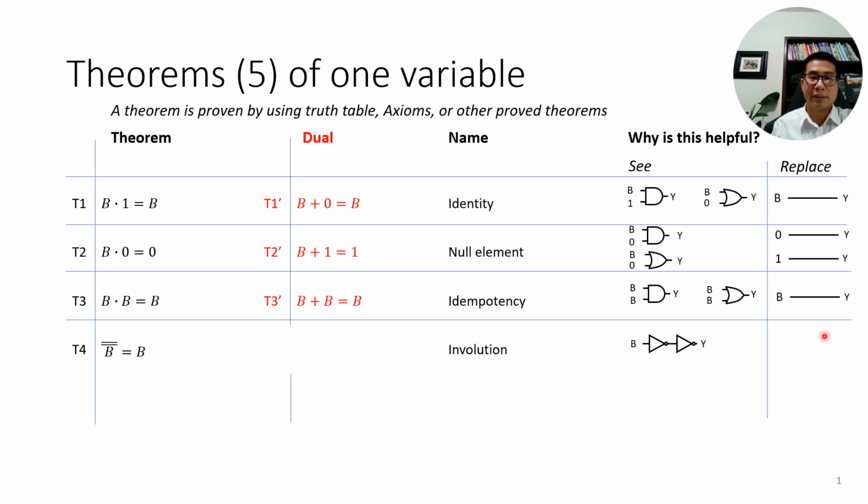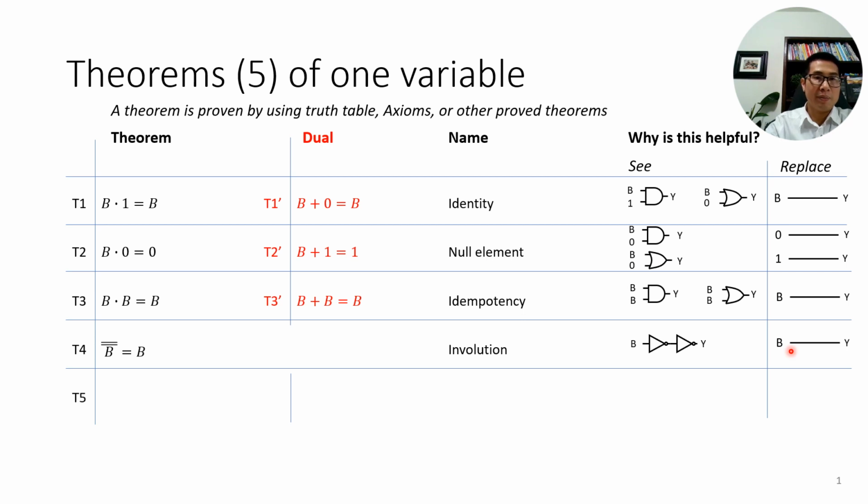Let's say you negate B for the first time, then you negate B for the second time using the NOT logic gate, and then you produce Y. Then you simply replace these two logic gates with the wire itself, because Y is B anyway.